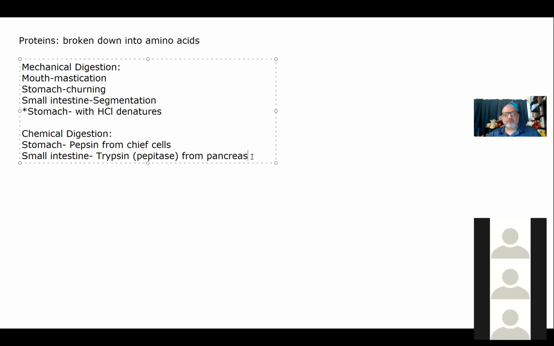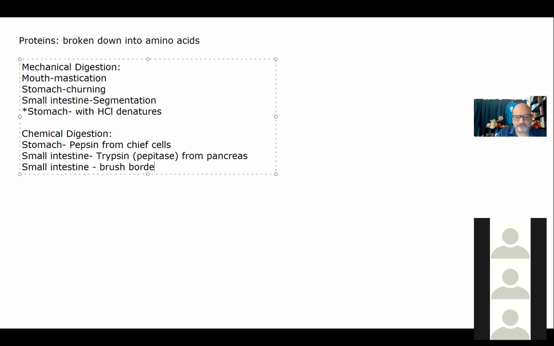And of course, what else in the small intestine is going to help to facilitate the chemical breakdown of our foods? Brush border enzymes, there you go. Excellent. So there you go. There we have our mechanical digestion. We have our chemical digestion. We have now taken our proteins and broken them down into amino acids.